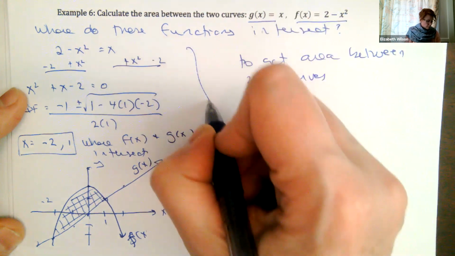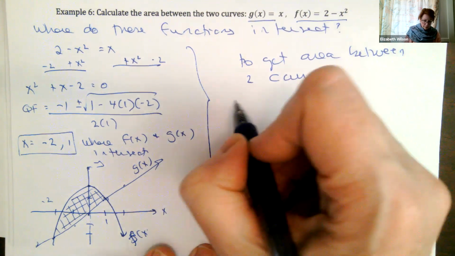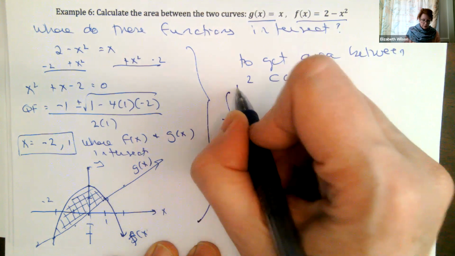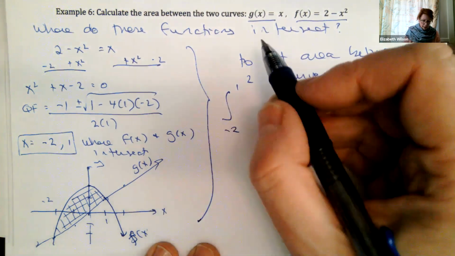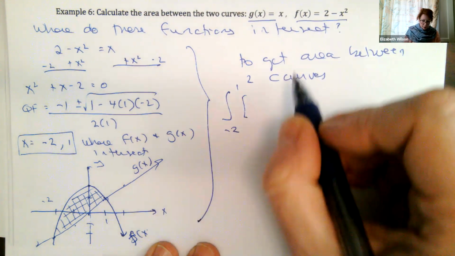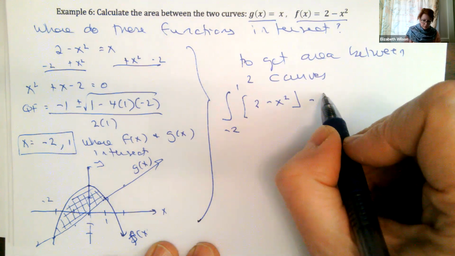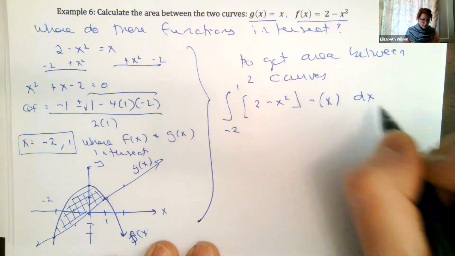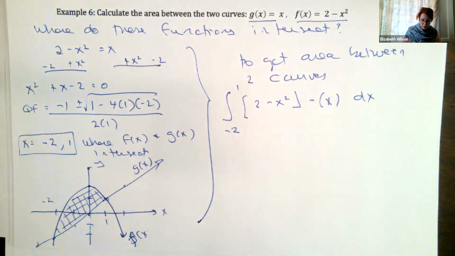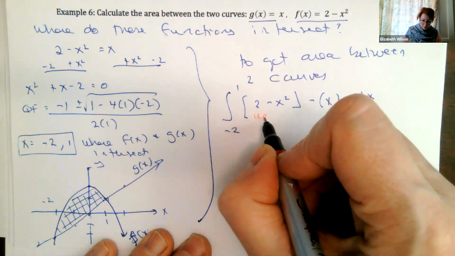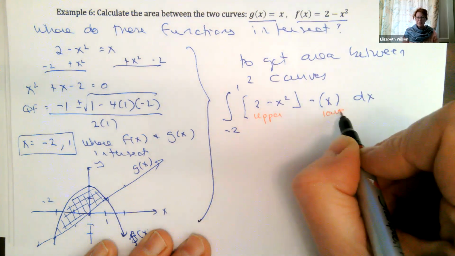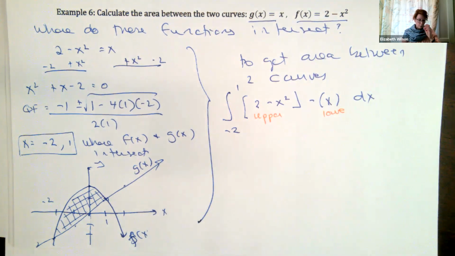between the two curves, what are we going to do? We're going to integrate from -2 to +1. That gives us that total area, right? I'm going to do upper function 2 minus x squared minus my lower function, dx. Right? So this is upper minus lower, and it doesn't change along the way. We'll do another example where they're going to change.